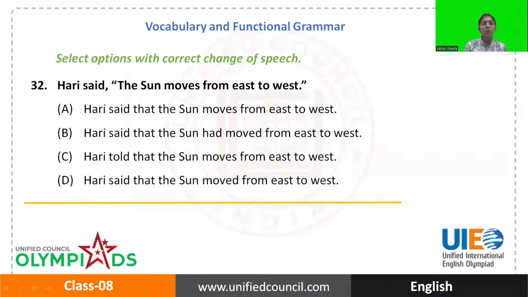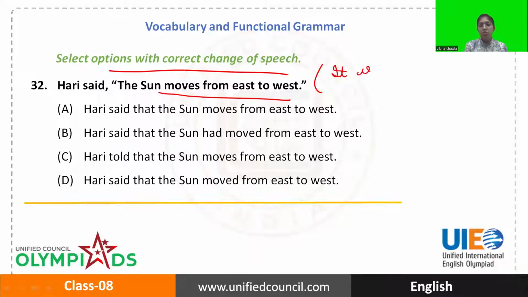Then question number 32 is from speech. Select options with correct change of speech. Hari said, the sun moves from east to west. Now, a lot of you may be wondering that it's a universal truth, so it should be Hari said that the sun moves from east to west, like there should be no change in tense. But let me tell you, this statement is not a universal truth. It's not a universal truth that the sun moves from east to west.